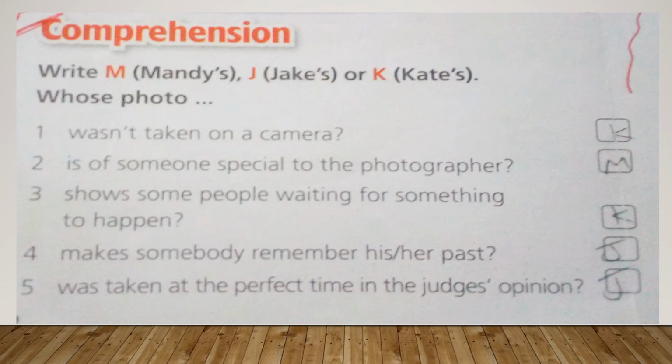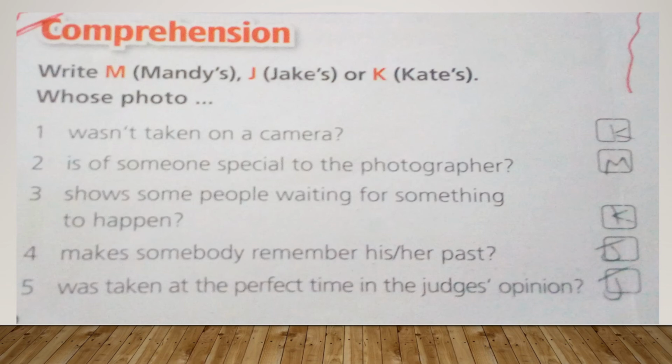Now it's time for some exercises to check your understanding of the text. Comprehension. Write M for Mandy's, J for Jake's, or K for Kate's. Whose photo? 1. Whose photo wasn't taken on a camera? The answer is K. It's Kate's photo. She said that she took it on her mobile phone. She didn't take it on a camera.